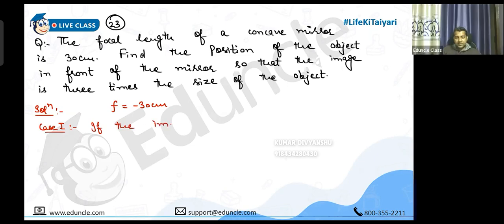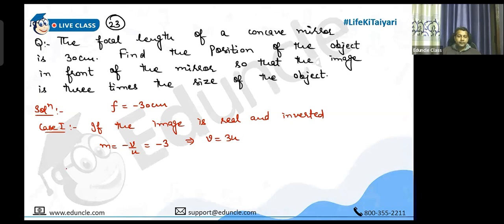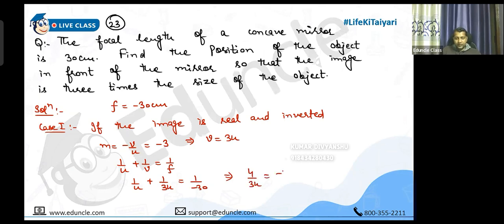If the image is real and inverted, then magnification will be taken as -3. Otherwise, the formula is -v by u. But you are taking the image as real and inverted, so this 3 means it will be -3. So according to mirror formula, this becomes 1 by u, plus 1 by 3u, equals 1 by -30. So this gives us 4 by 3u equals minus 1 by 30. So u is equal to 4 into 30 by 3, that is minus 40.